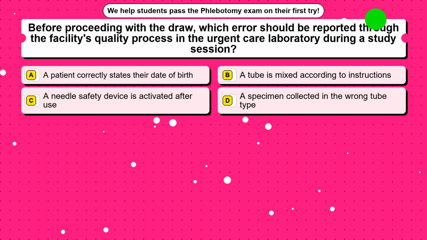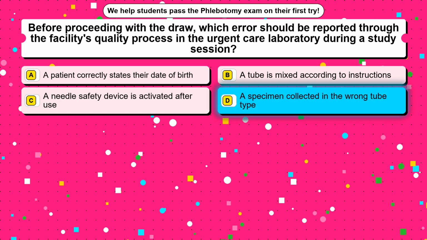Question 3. Before proceeding with the draw, which error should be reported through the facility's quality process in the urgent care laboratory during a study session? Option A. A patient correctly states their date of birth. Option B. A tube is mixed according to instructions. Option C. A needle safety device is activated after use. Option D. A specimen collected in the wrong tube type.